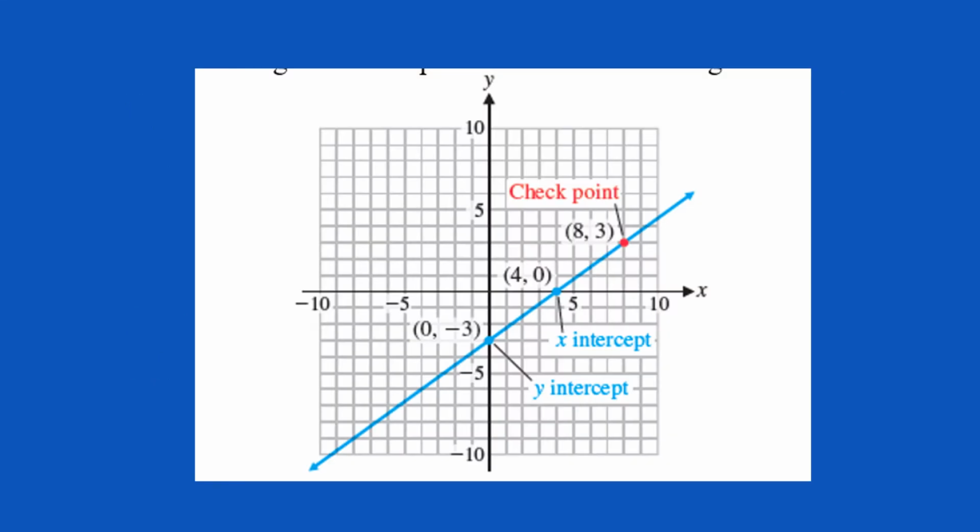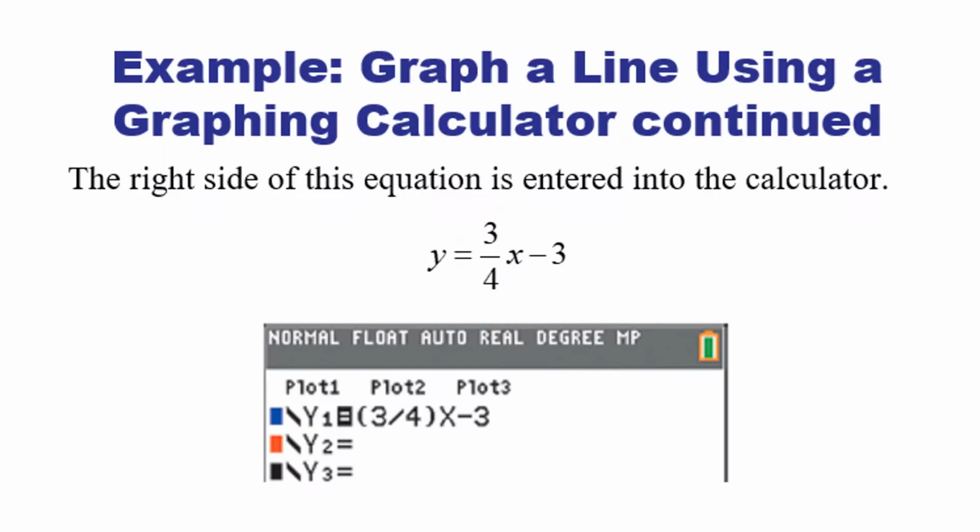So when you're drawing the graph, the point where the line crosses the x-axis gives you the x-intercept. Where it crosses the y-axis gives you the y-intercept. We can also draw the graph using a graphing calculator by entering the value of y, and you can easily graph it and then see where it crosses the x-axis or the y-axis.